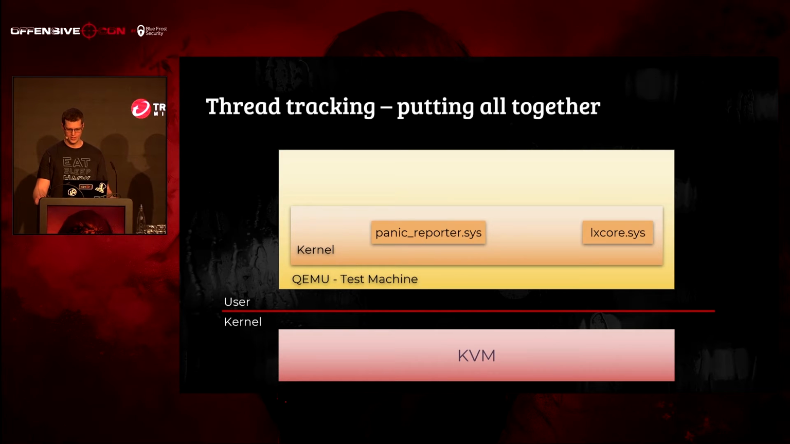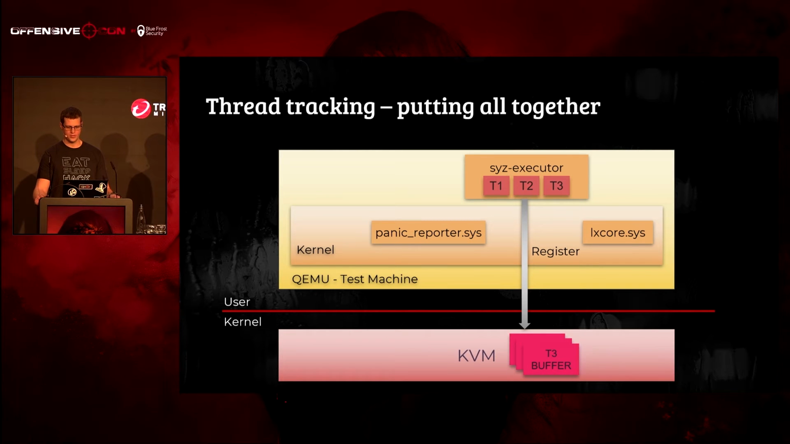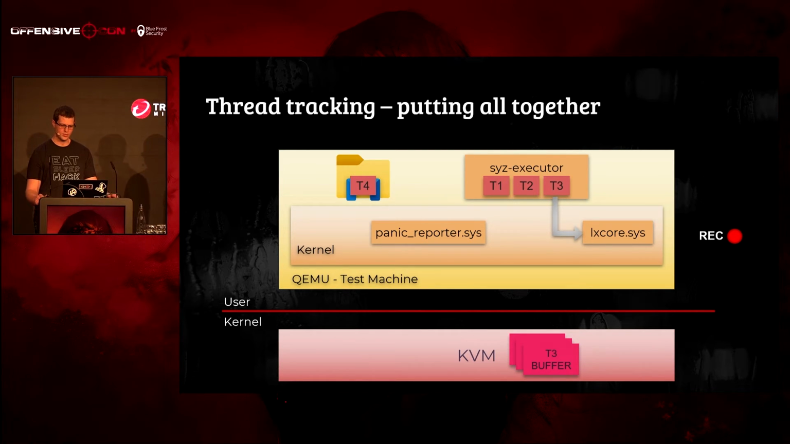So if we put it all together, when syz-executor starts, it will spawn a few threads and register them with KVM. KVM will allocate PT buffers for each thread and start recording coverage for all of them. Let's say thread 3 tries to issue a system call, it would be recorded. But if an evil thread starts running, the coverage trace will stop until the thread resumes execution. Finally, if the thread dies, Panic Reporter will notify KVM, which will release its physical memory.